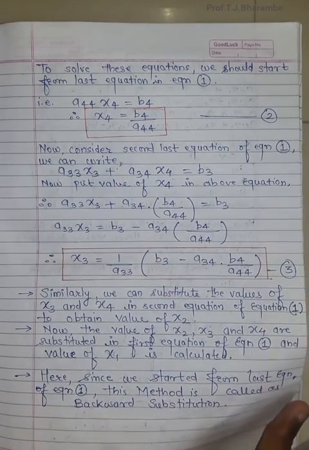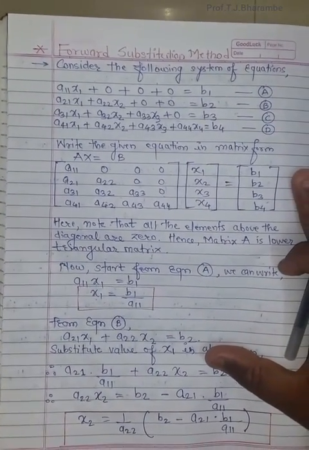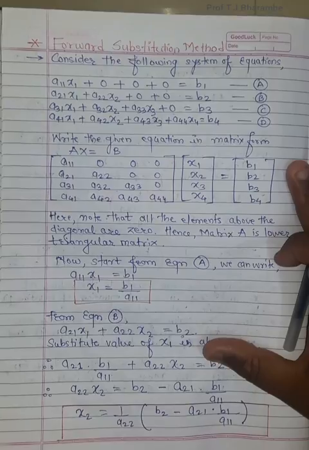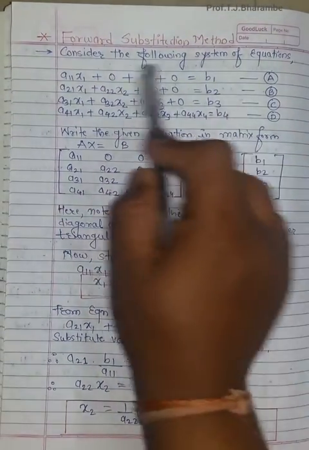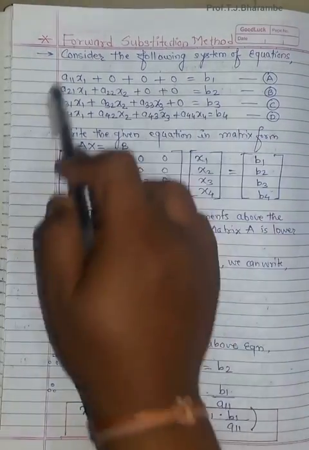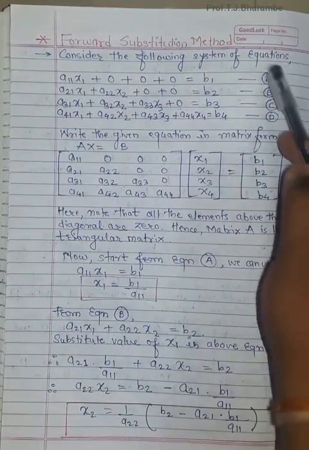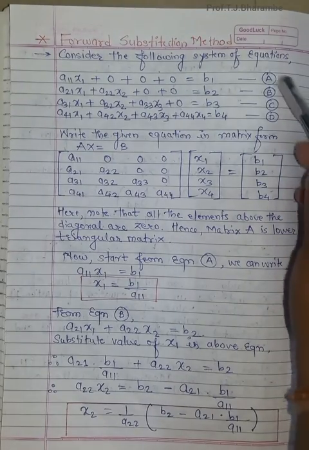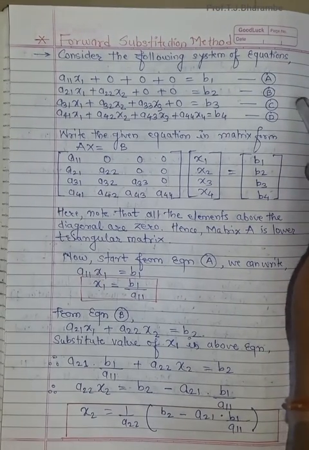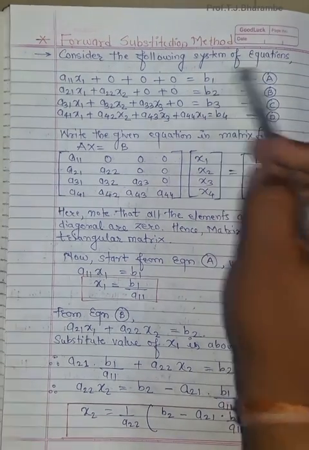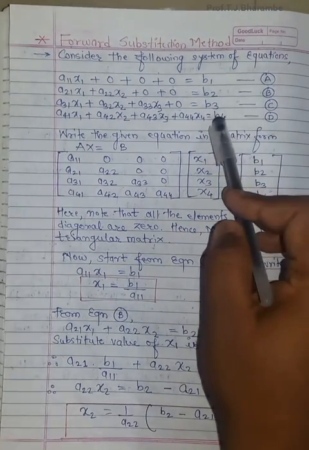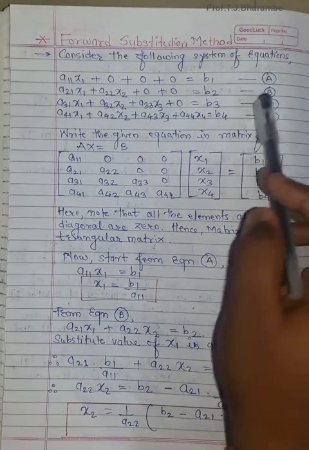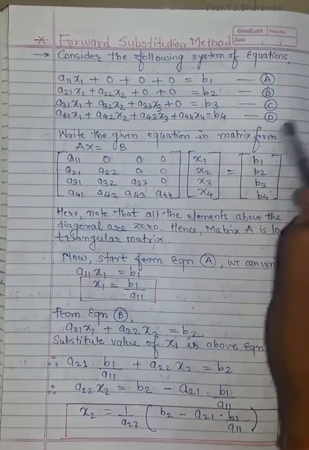Now let us see another method, that is the forward substitution method. So see here, this is the forward substitution method. Consider the following system of equations that is given. I have separately considered these equations as a, b, c, d. You can consider this whole system as equation 1, and call them the first equation of equation 1, second equation of equation 1, third equation of equation 1, fourth equation of equation 1. Here I have considered them separately.